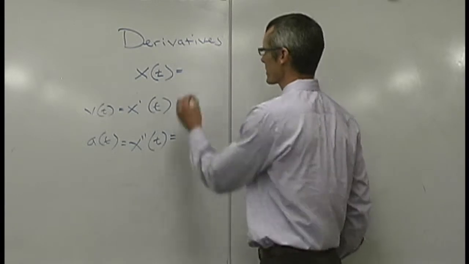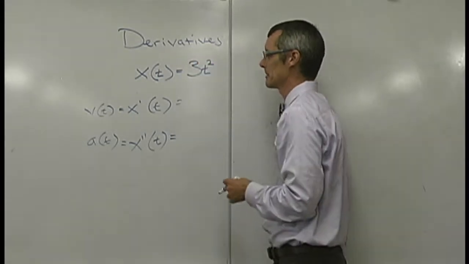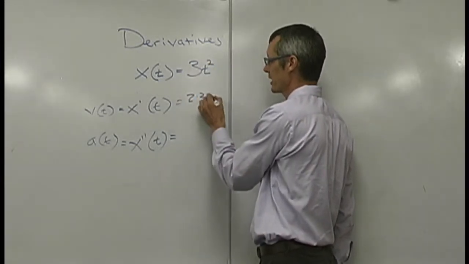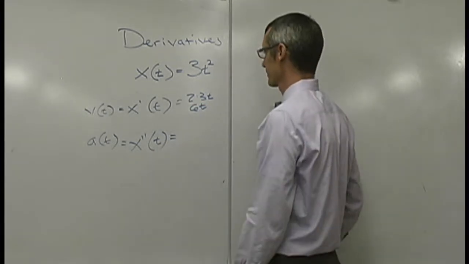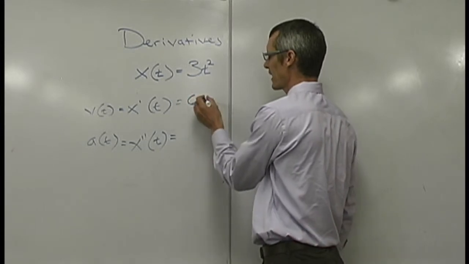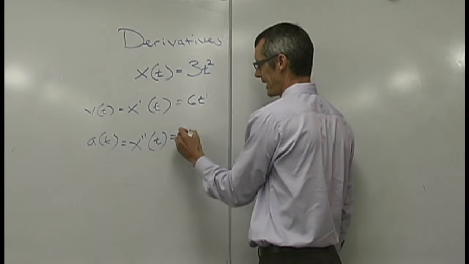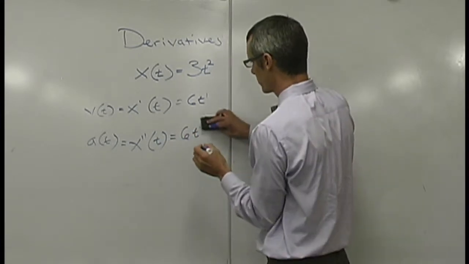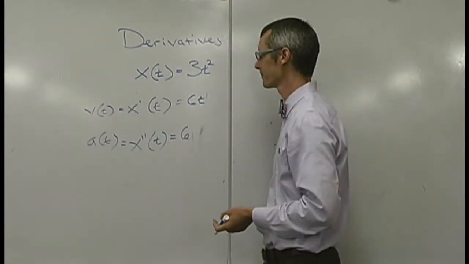If I start with some sort of constant, like say 3 in front of my variable, that's fine, the constant just stays there. So then I get 2 times 3t, or 6t. If I only have an exponent of 1, then I get 6 times t to the 1 minus 1, which is t to the 0, which is 1, so I just get 6, the constant.